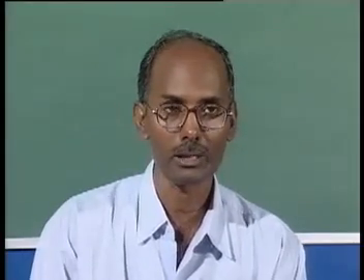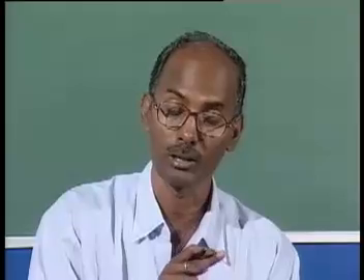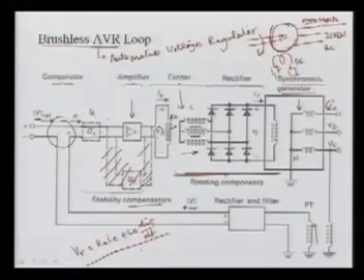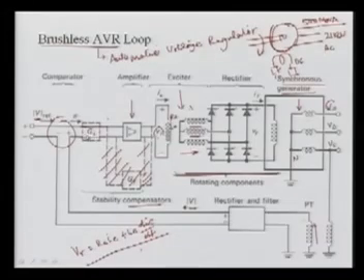If you remember, in our lecture number 7 we had this brushless AVR loop, and I cut out two transfer functions here, GS and GF. Now this GS is nothing but your series compensation. If you are adding any series compensator, that is, a lead compensator, then this block will be added in series with the amplifier transfer function, the exciter transfer function, and of course the generator field constants. So these four will be in series.